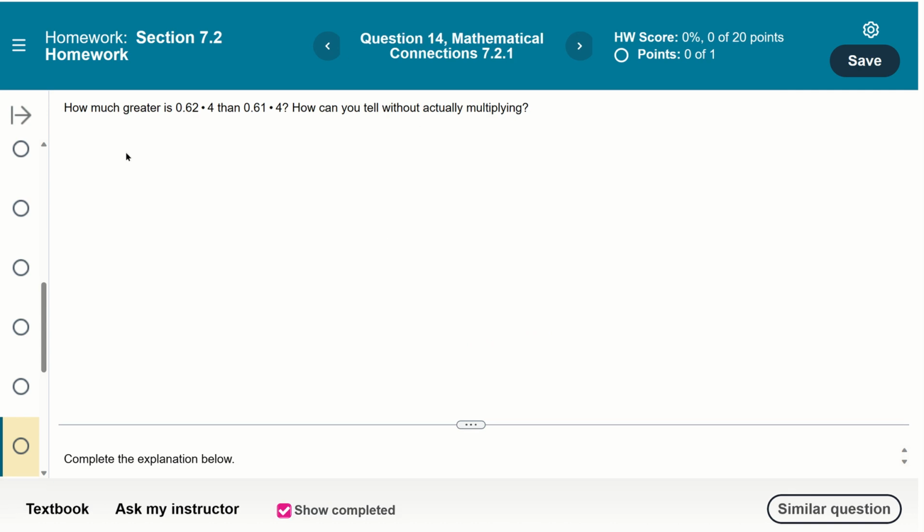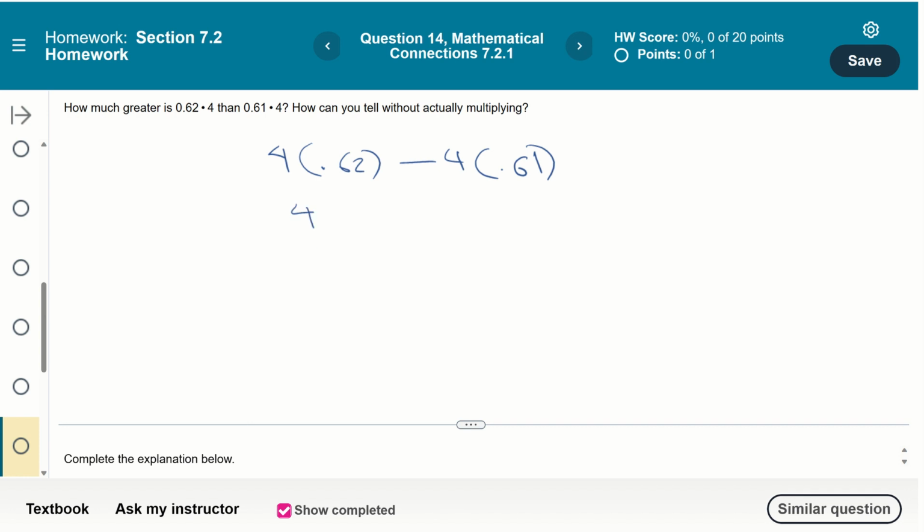Okay. All right, so in this problem, we want to know how much greater is 0.62 times 4 than 0.61 times 4. So this actually can be done without really multiplying in the following way, right? Notice that I can write it as 4 times 0.62 minus 4 times 0.61. That's going to tell me how much greater the first number is than the second number, right? And notice I just wrote these in the other order because of the commutative property of multiplication. We didn't have to, it just looks a little nicer.